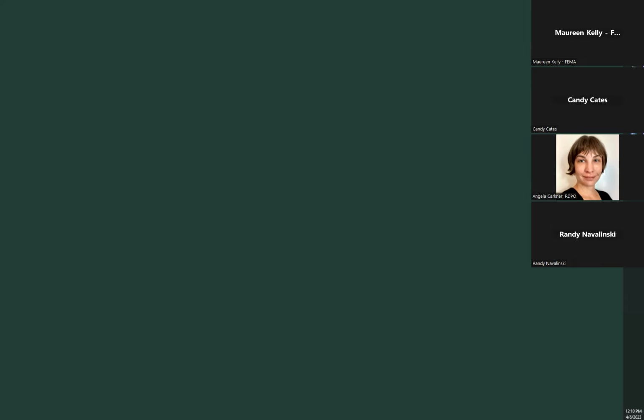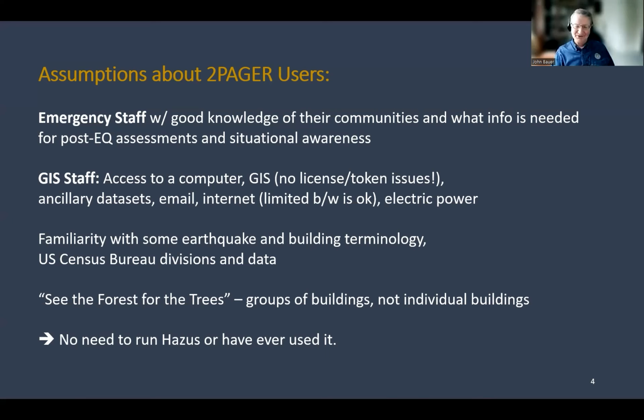That second point may seem trivial, and it is in a normal operating environment. But I'm talking about a post-earthquake environment where the infrastructure will be compromised to some degree. So these are assumptions: I'm assuming you have email, internet, and yes, electric power. We're not solving that problem here.